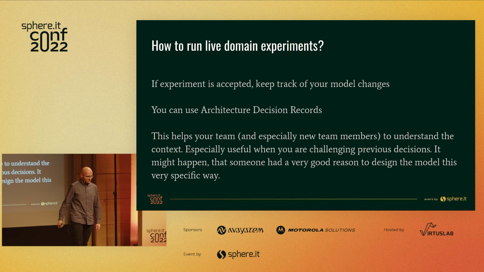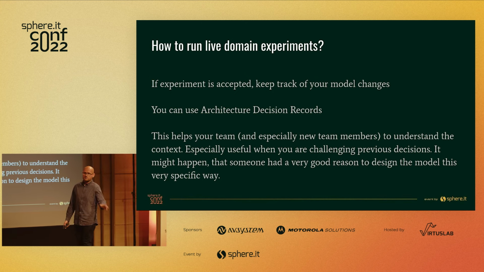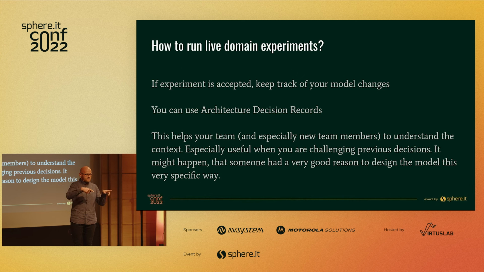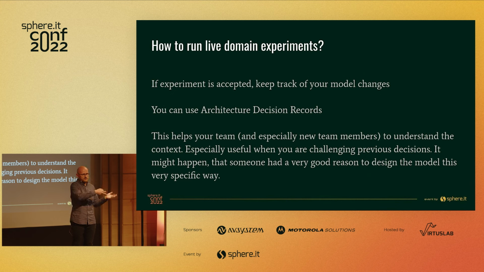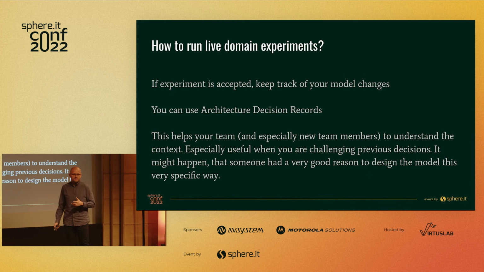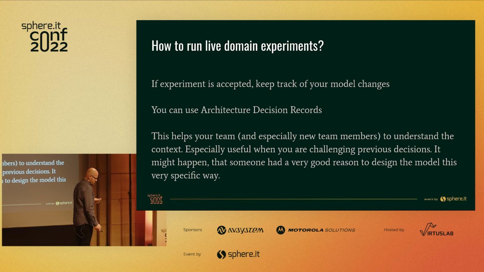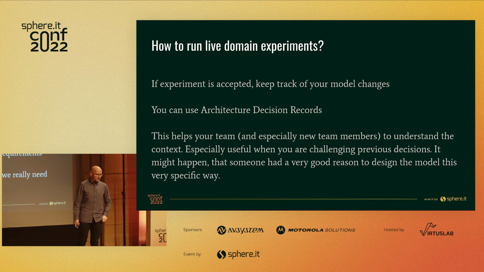OK, I mentioned the ADRs. The point about ADRs when an experiment is accepted is that at some point we might need to go back and try to understand why we made such a decision about the domain model. And in such a case, we might think, OK, someone did something extremely stupid. But when we look back at the ADR, there's actually a context explaining why something was happening. So that's why successful experiments should always be followed by an ADR.